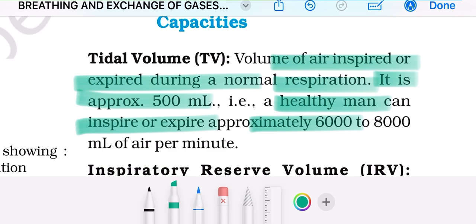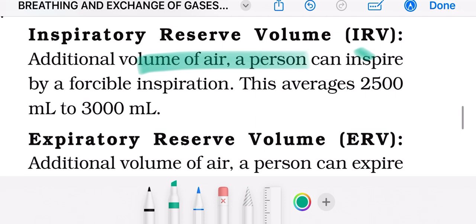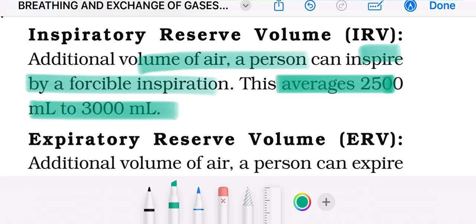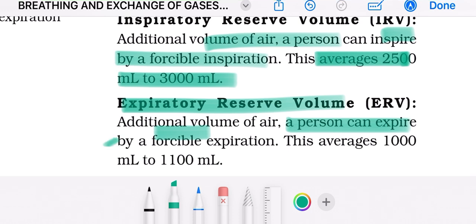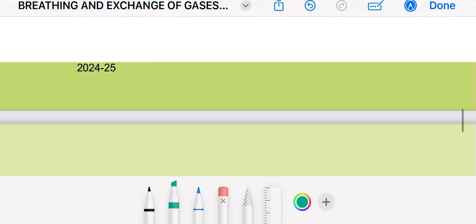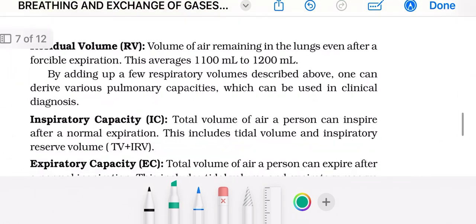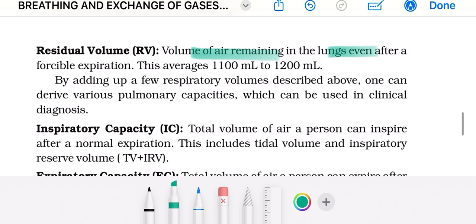Then comes inspiratory reserve volume: the additional volume of air a person can inspire by a forceful inspiration. This averages 2,500 milliliters to 3,000 milliliters. Expiratory reserve volume is the additional volume of air a person can expire by forcible expiration. This averages 1,000 to 1,100 ml. Residual volume: the volume of air remaining in the lungs even after forceful expiration. This averages 1,100 ml to 1,200 ml.